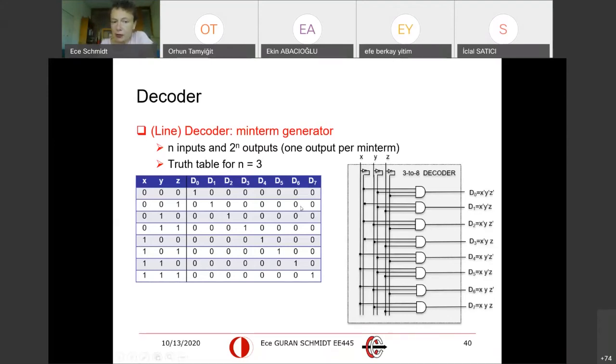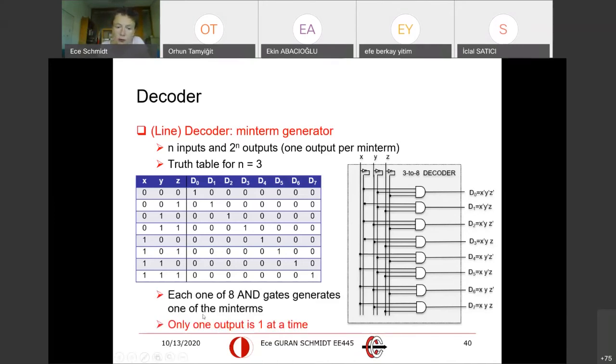Look at the truth table. So when x, y, z are 0, 0, 0, only d0 is 1. When these guys are 0, 0, 1, only d1 is 1. According to the input xyz, one of the outputs from d0 to d7 will be 1. And if you look at it, d0 actually is 1 when the min term x prime, y prime, z prime evaluates to true. Okay, so basically it is this so-called min term generator. So this was one component that we learned in 348. We will use it in 445.